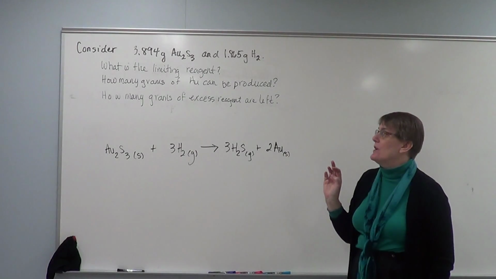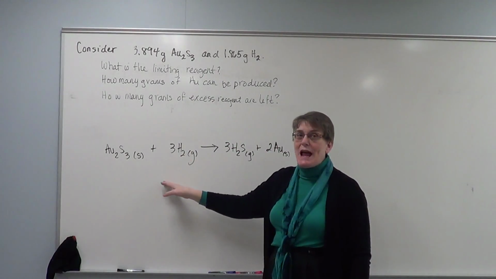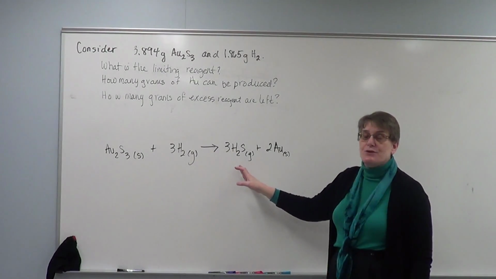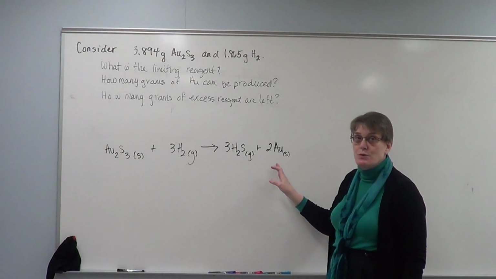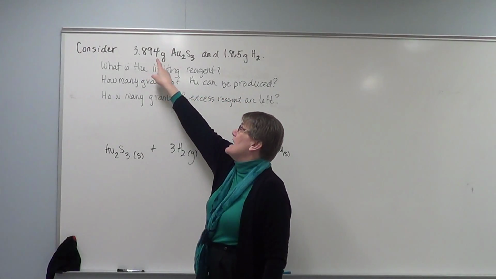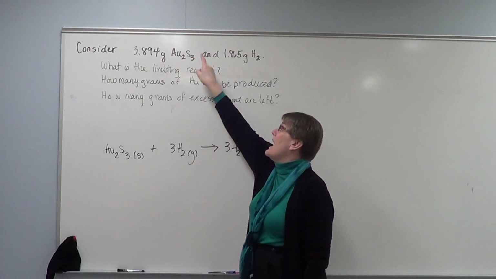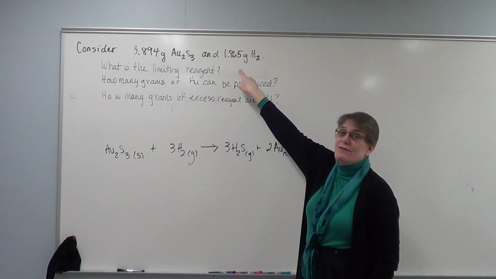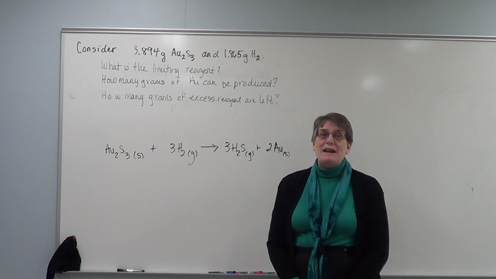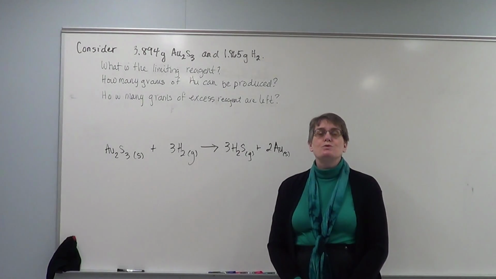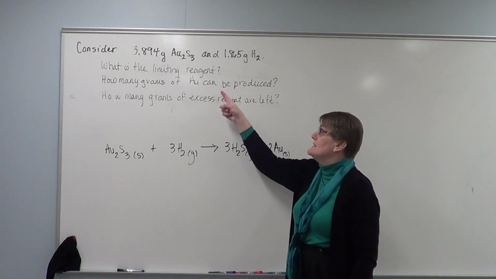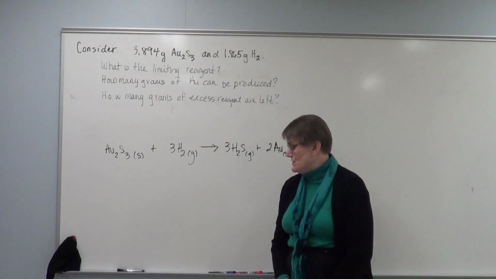So we're going to consider this reaction, gold sulfide plus 3 hydrogens gives us 3 hydrogen sulfides and 2 gold atoms. We're going to start with 3.894 grams of gold sulfide and 1.865 grams of hydrogen. My recommendation on the way to do this is just do 2 complete stoichiometry problems, and it's very easy to answer the first 2 questions.